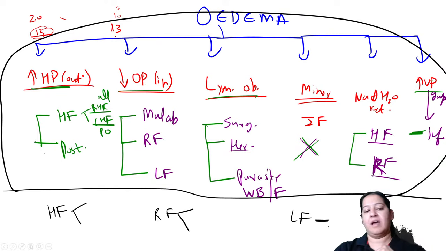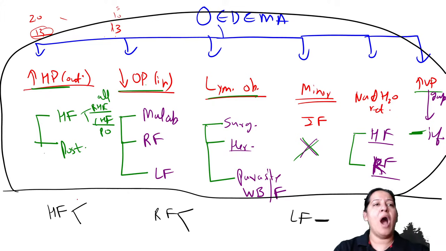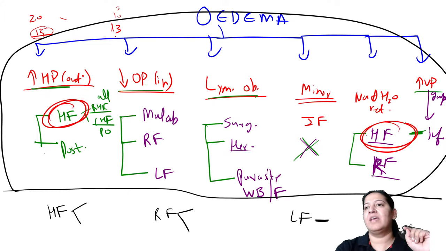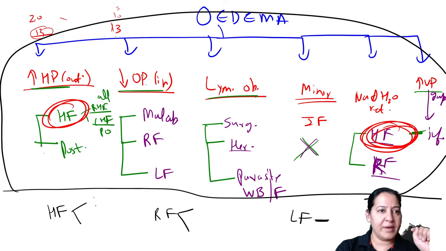Liver failure is coming at only one place. Who will tell me the reasons? The two reasons. So where is heart failure coming? Heart failure is coming here, and heart failure is coming here. So these are the two causes. So increased hydrostatic pressure and sodium water retention are the two causes of heart failure.